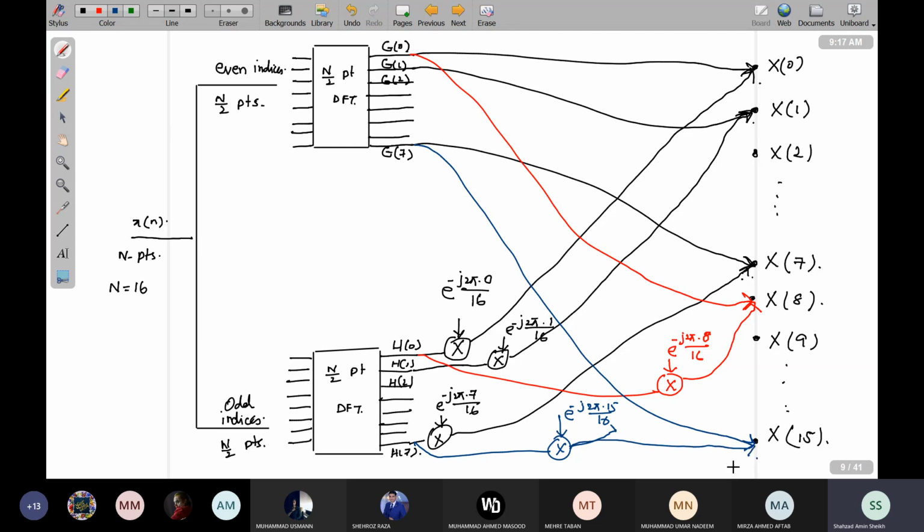Of course I have left the remaining, you know the concept. So that's my 16-point DFT. I have started with 16-point samples x of n, and then I have divided it into two 8-point DFTs, and from two 8-point DFTs I have obtained a 16-point DFT. Any questions, any query?